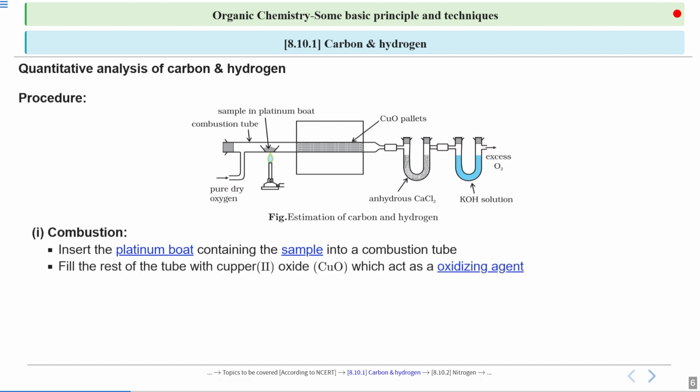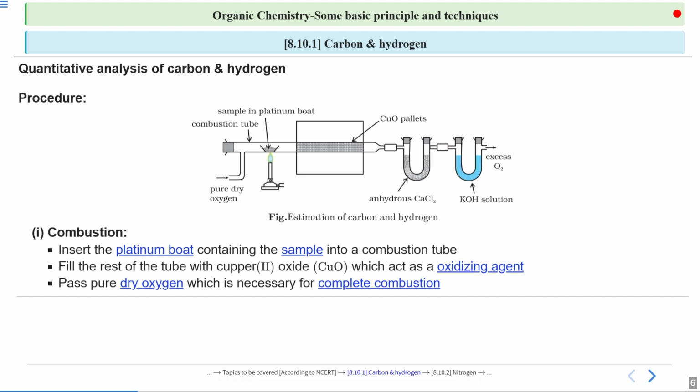Next we will fill the rest of the tube with copper(II) oxide, or CuO. Copper(II) oxide acts as an oxidizing agent, which means it helps to supply oxygen for the combustion process. Think of it as a helper that makes sure all the carbon and hydrogen in the sample are fully converted to carbon dioxide and water. This step is important to complete an accurate analysis.